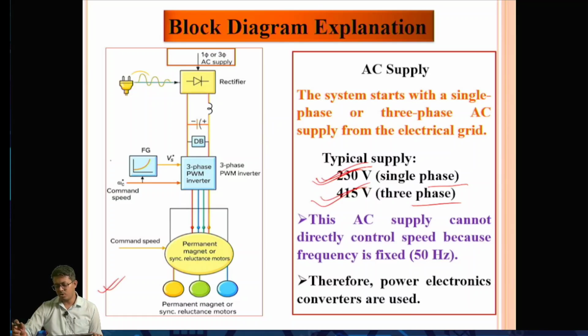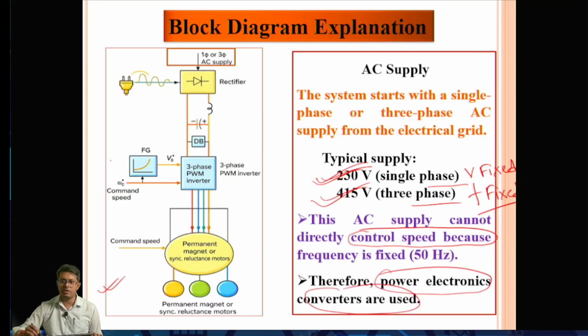This AC supply cannot directly control the speed, as the voltage is fixed, and even the frequency is also fixed. So by using it directly we cannot control the speed. Therefore, what do we need? We need power electronics converters. Power electronics converters means a rectifier-inverter set or a cycloconverter.